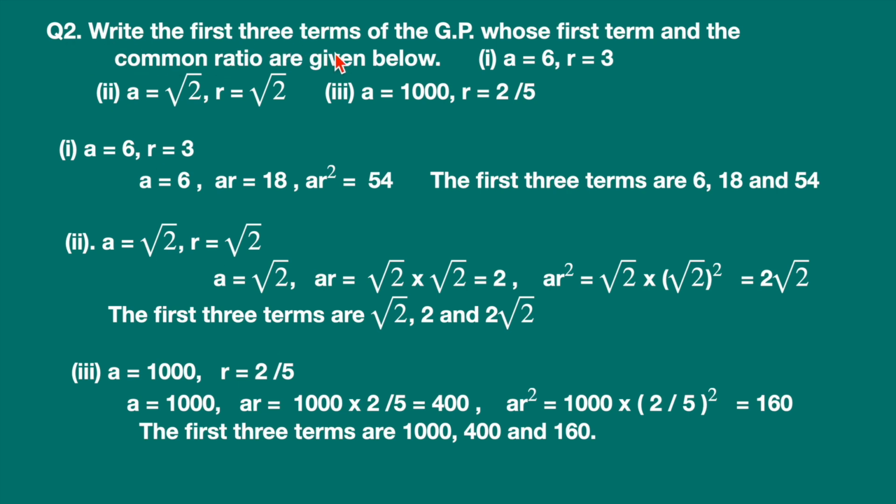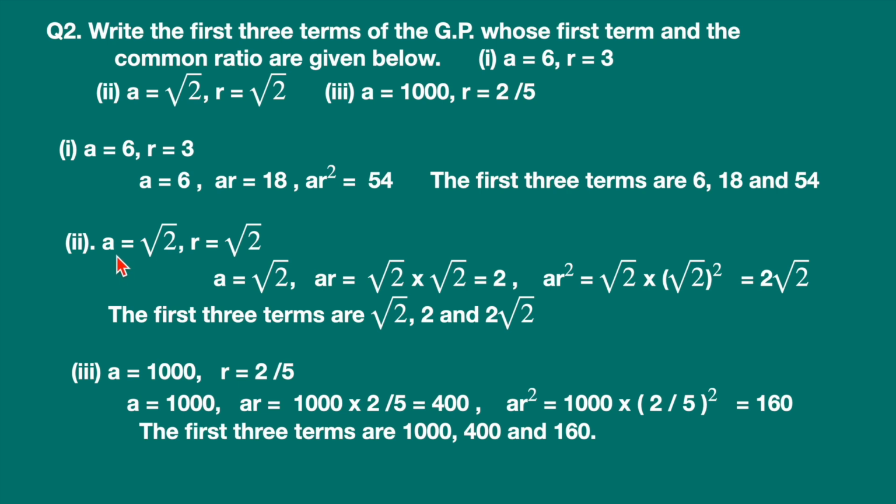Second sum. Write the first three terms of the GP whose first term and the common ratio are given. So in this sum, they have given us A, that is the first term, and R, which is the common ratio. They are asking us to find the first three terms. Very simple. So here the first term will be A and the second term will be AR. So let's write down A is equal to 6. AR is what? A into R, 6 into 3. 6 3s are 18. AR square, the third term, 6 into 3 square. 3 square is 9, 6 9s are 54. So the first three terms are 6, 18 and 54.